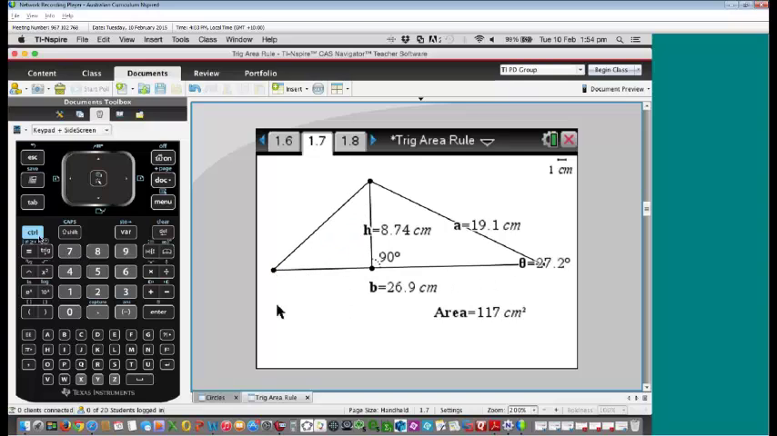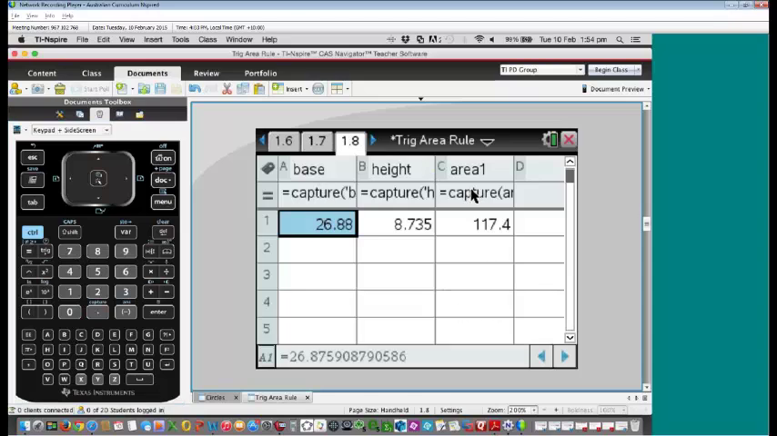And then I'm going to press Control and full stop, and you'll notice above the full stop key there's the word capture. So what that's done is actually captured that live screen. If we go back into the 1.8, you'll now find that it's got the base, the height, and the area. And it's recorded that information based on a half base times height.